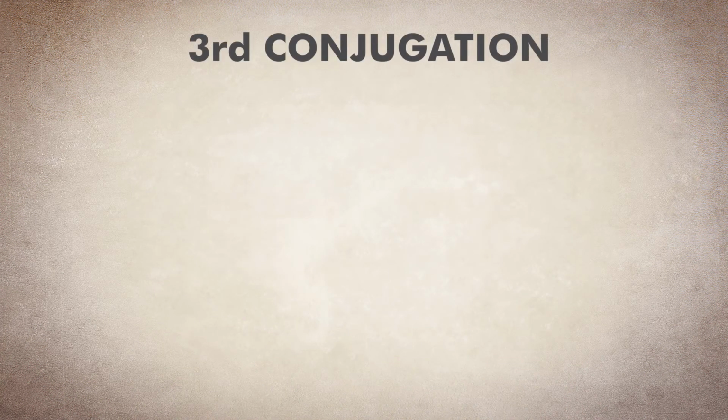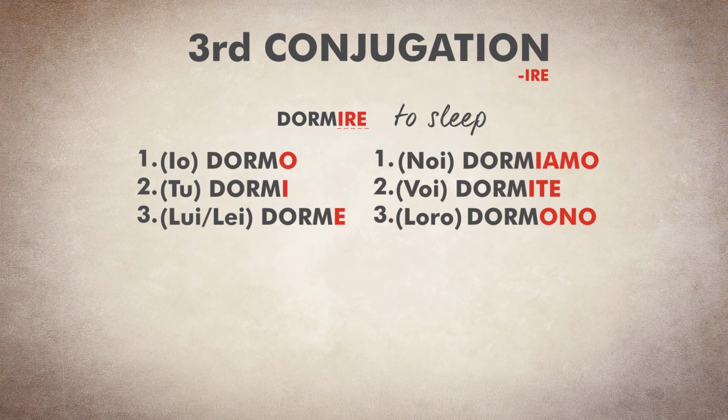And the final group, verbs in ire. Let's take the verb dormire. Dormire means to sleep. So, after dropping the infinitive ending, we add o for the first person singular, as always. Io dormo. I for the second person singular, as always. Tu dormi. E for the third person singular. Lui, lei dorme.